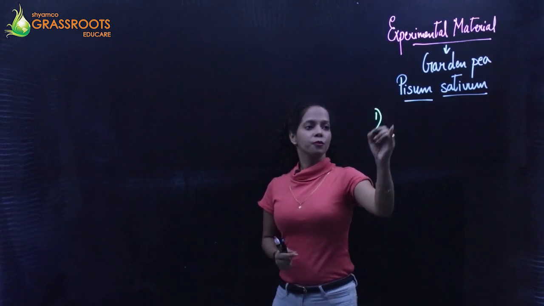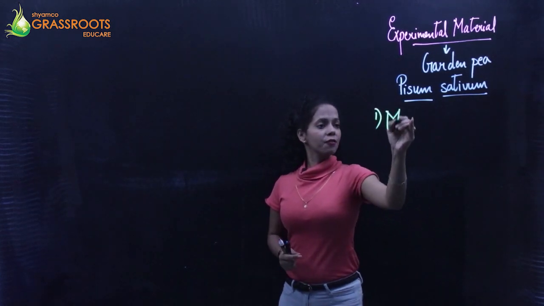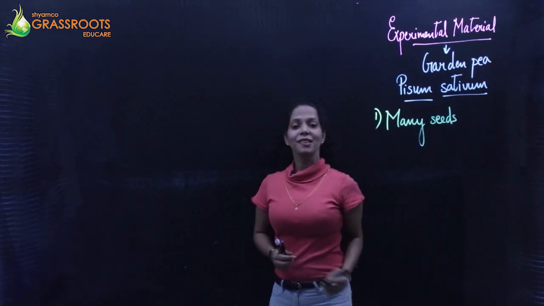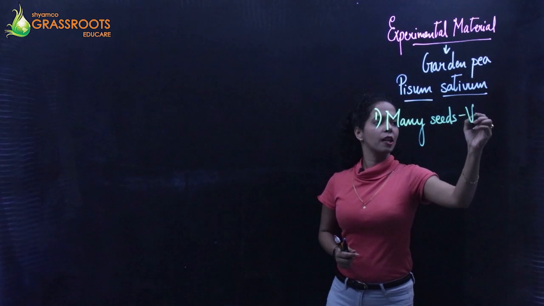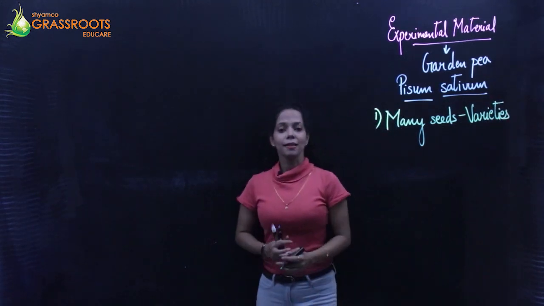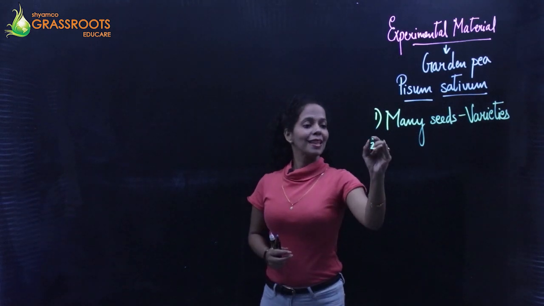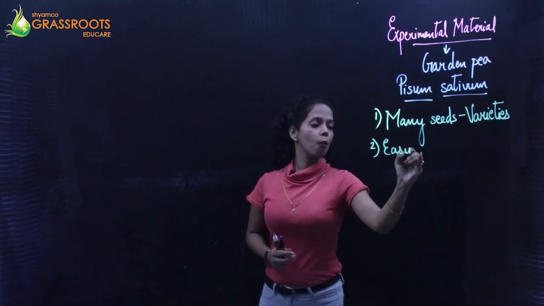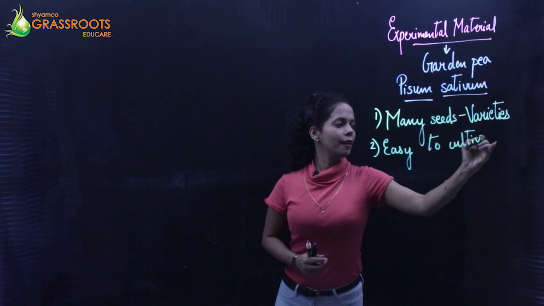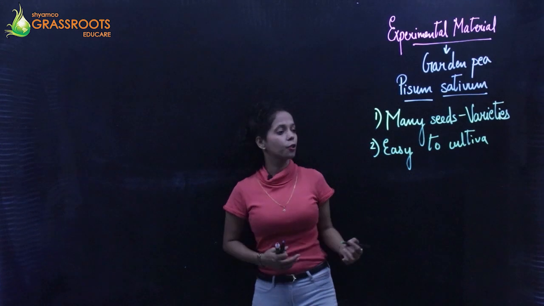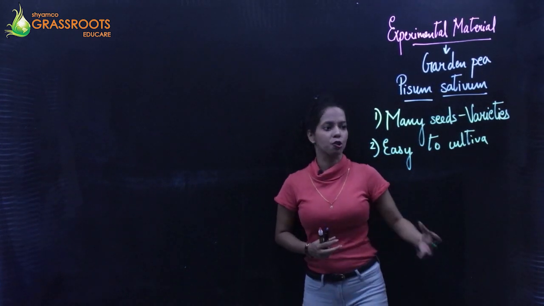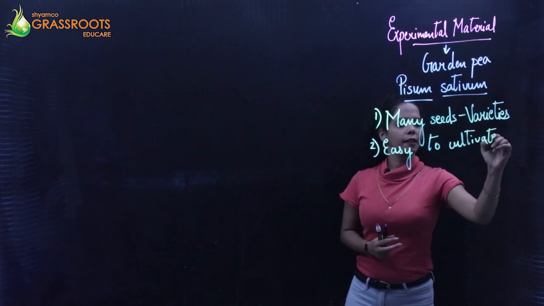The first reason: many seeds were produced out of a single seed. If many seeds are produced, that will give varieties to study. So that is why he selected Pisum sativum. Second reason, easy to cultivate. It is also portable. In very less fertile soil also it can grow. It requires very less nutrient to grow, not only grow but flourish. Easy to cultivate.